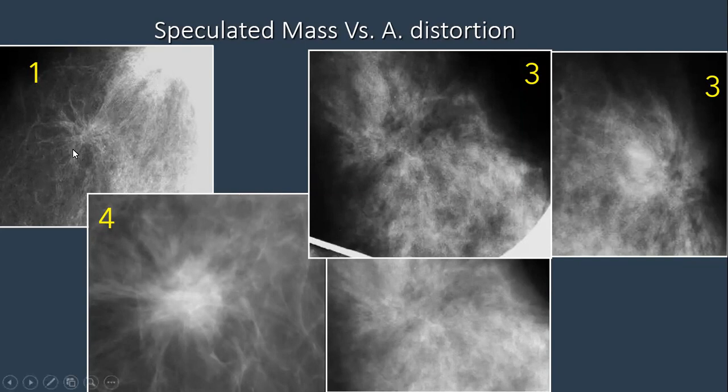And if you look here, the central point is lucent. The periphery is more dense than the center. Yahind, do you agree? Yes, I agree. So this is again the definition of a mass. Okay.